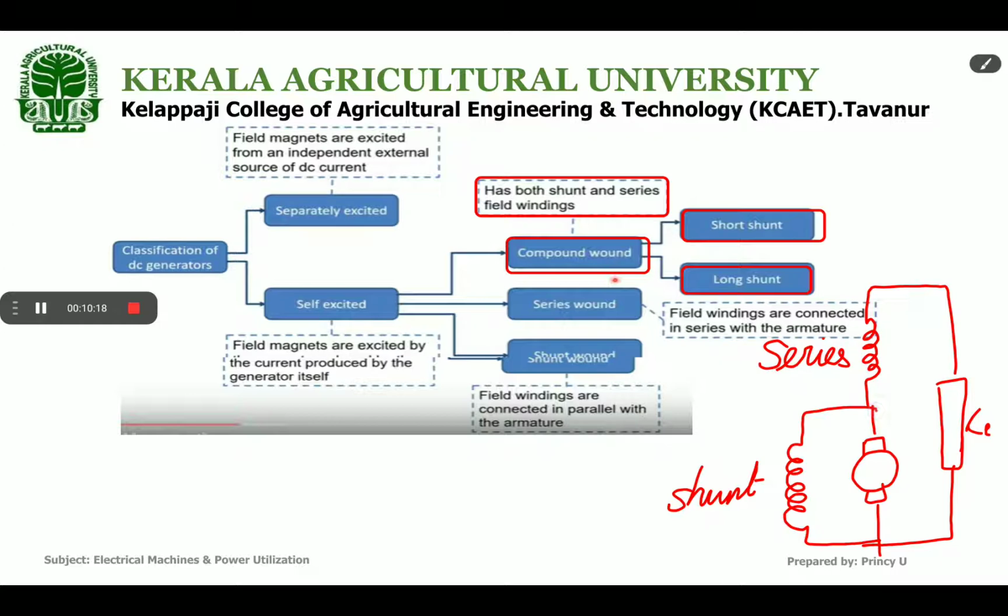So shunt field winding is connected only in parallel with the armature, and the series field winding is connected like this. So the load current will flow through the series field winding. This connection is known as short shunt generator. In long shunt generator, the only difference is this winding. Shunt winding is parallel to, I'll draw here, both the series field winding and armature.